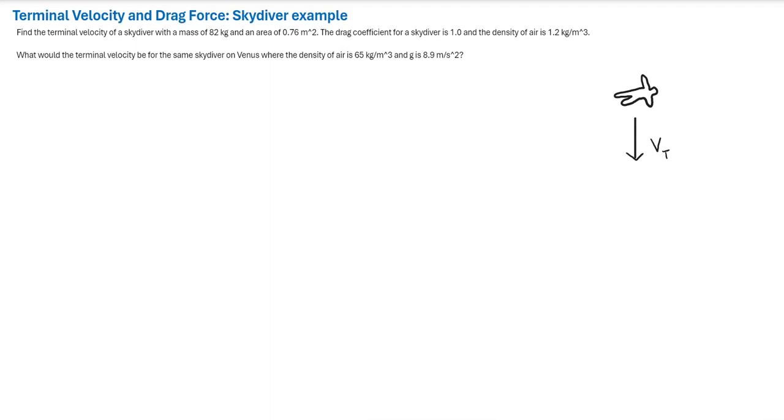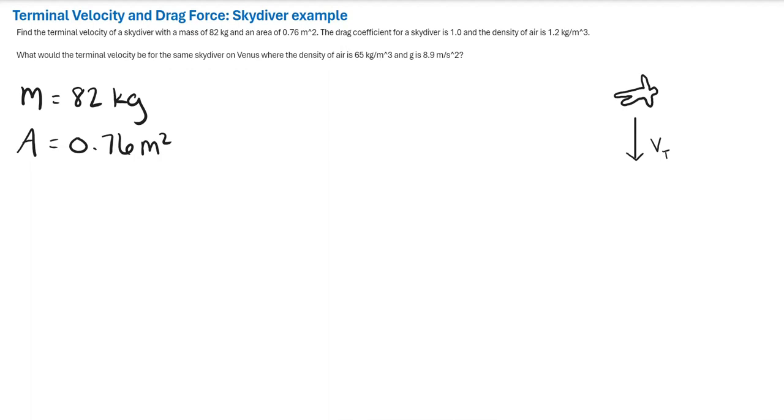So the first thing we want to do is just write down some of the values that we are given. So the mass of the skydiver is 82 kilograms. And their area, so this is just the area of the person that is actually in contact with the air. So this is where the resistance is kind of coming from. So this is 0.76 square meters.